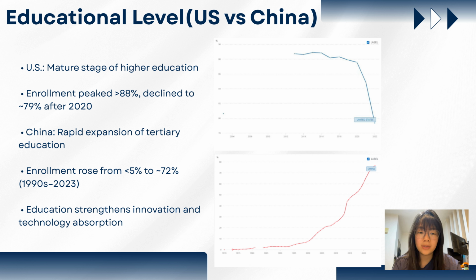In contrast, China showed a rapid expansion of tertiary education. Enrollment increased from below 5% in the early 1990s to around 72% by 2023, indicating large-scale investment in human capital to support long-term technological catch-up. Overall, higher education strengthens innovation capital and the ability to absorb new technology.